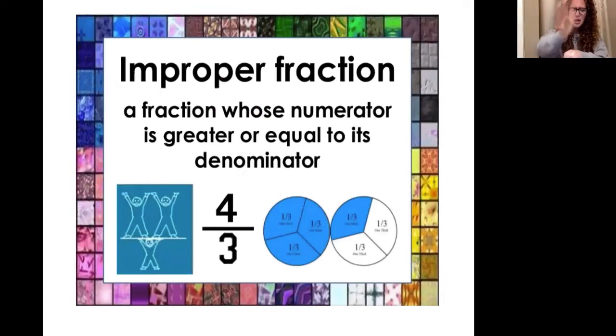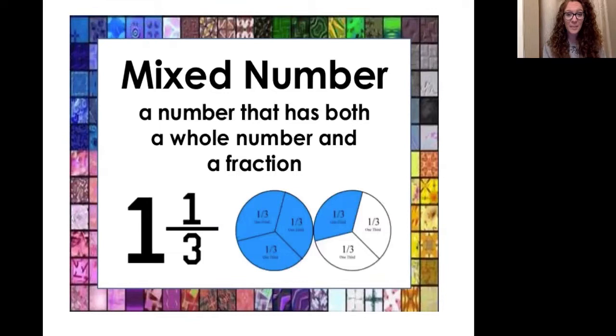Improper fraction. Numerator's too big. Good job. 4/3 is an improper fraction because 4 is bigger than 3. So all improper fractions are going to be greater than 1. Mixed number, whole number and a fraction. Let's do it again. Mixed number, whole number and a fraction. So these are also greater than 1, but they're written with a whole number and a fraction. So we would read this fraction as 1 and 1/3.